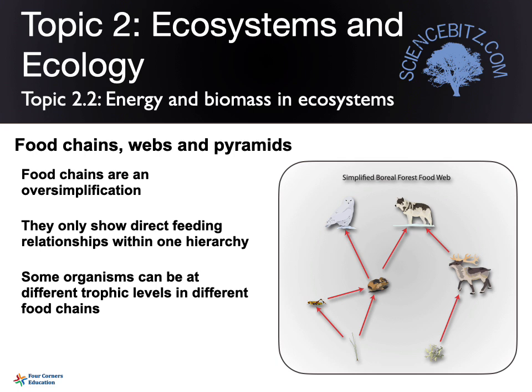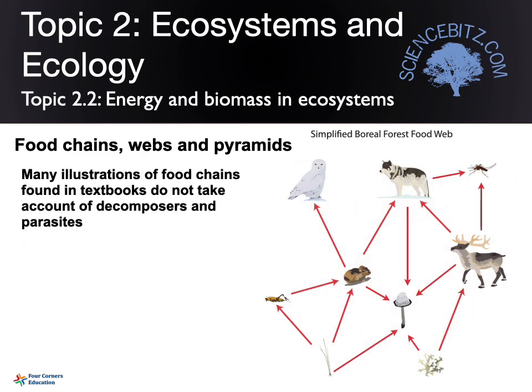The food web, though, is still dependent on the sampling that an ecologist has done to know what organisms there are in the ecosystem and what feeding relationships exist between them. And quite often, many textbooks leave out two important components of an entire food web. In this illustration, you can see that I've added fungus to represent decomposers and a mosquito to represent parasites in the ecosystem.